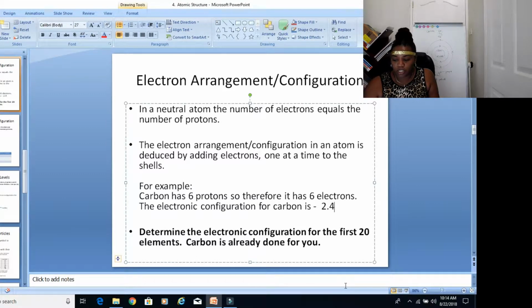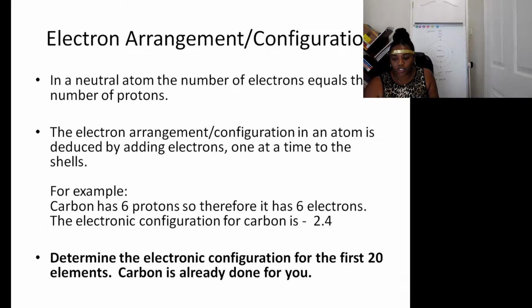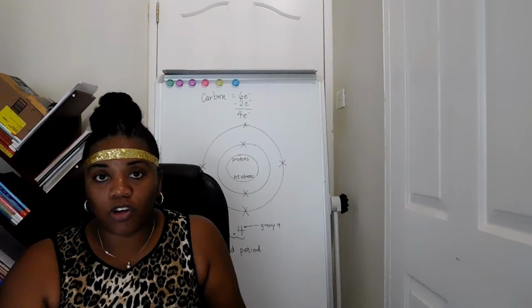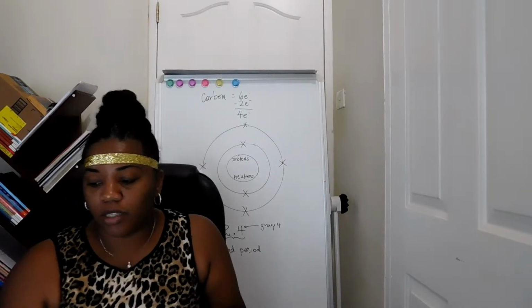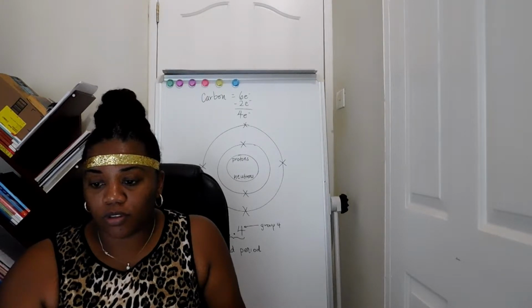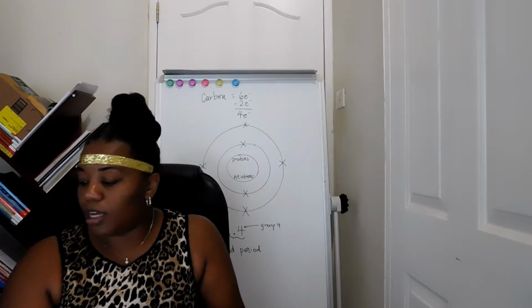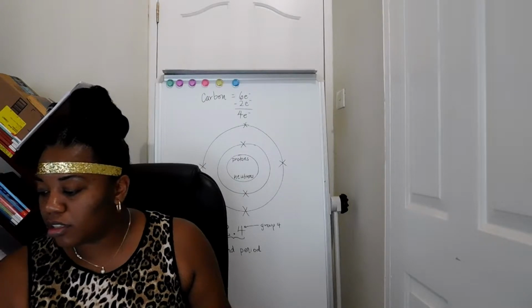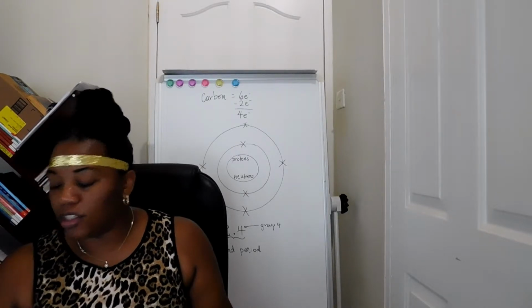Now it says here, determine the electronic configuration for the first 20 elements. Carbon is already done for you. So you will do the first 20 elements and you let me know. I will help you out with hydrogen and then helium, and then you could go from there.